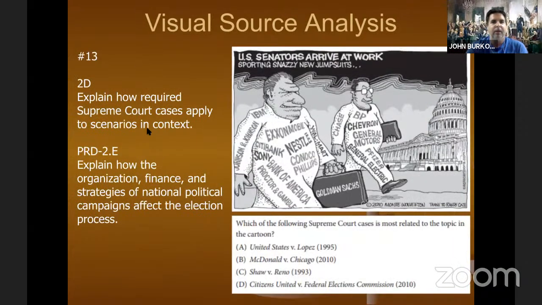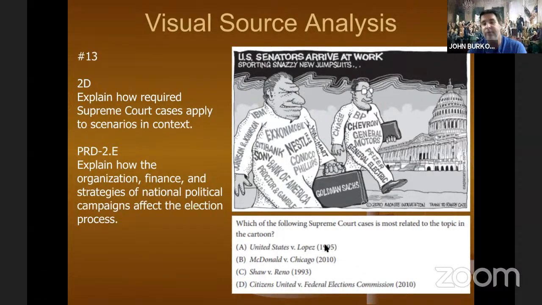All right. Now, another question here. Explain how required Supreme Court cases apply in scenarios and context. This is great for your SCOTUS FRQ. Again, it's kind of similar content here. Which of the following Supreme Court cases is most related to the topic in the cartoon? I hope everybody already has this case by now. But this is to remind you that College Board expects you to know the 15 required SCOTUS cases. As you see, they list the four here that are required, and there is no brief description about them.